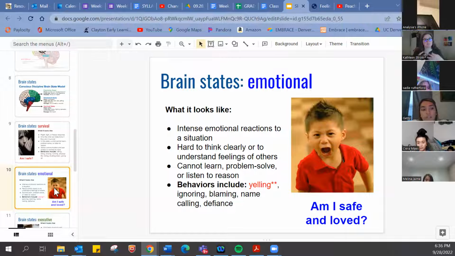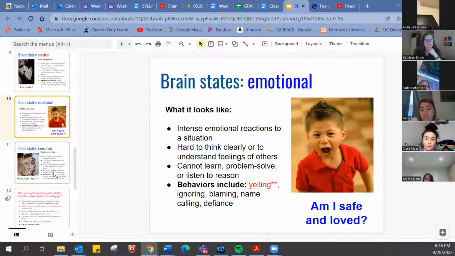Yeah, so they're just in this intense emotional place, right? That's kind of where their brain is focused, on their emotions. Am I safe? Am I loved right now? Right. And when a child is feeling really angry or really frustrated about something, they want to know if their needs are going to be met. We'll talk more about that in a little bit here. Thank you.